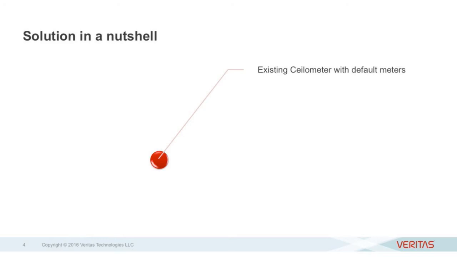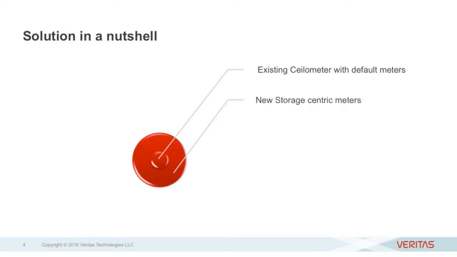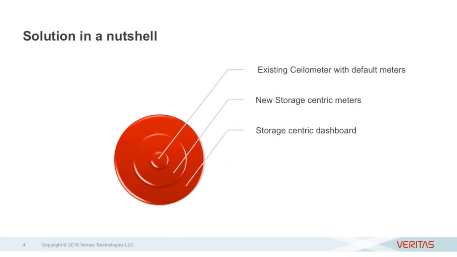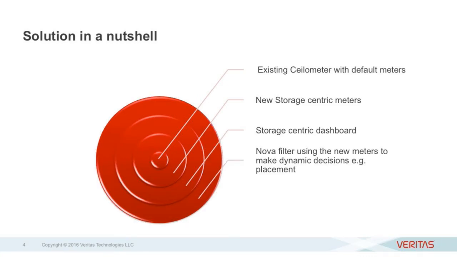So the solution that we have, in a nutshell, we use the existing Ceilometer with its default metrics. We add the storage-centric metrics to it, be it IOPS, be it latency, be it throughput. And what we do is we ultimately let it flow into a storage-centric dashboard within Horizon. And based on that, we write a few Nova filters, which will use those metrics or insights to dynamically make decisions for virtual machine placement in OpenStack.